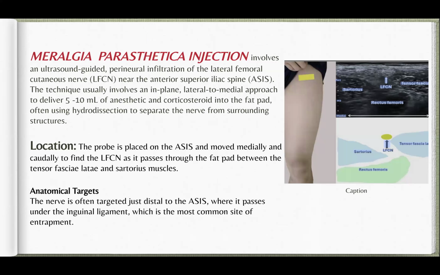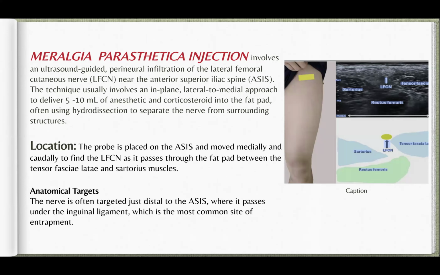Meralgia paresthetica injection involves an ultrasound-guided perineural infiltration of the lateral femoral cutaneous nerve near the anterosuperior iliac spine. The technique usually involves an in-plane lateral to medial approach to deliver 5 to 10 ml of anesthetic and corticosteroid into the fat pad, often using hydrodissection to separate the nerve from surrounding tissues.